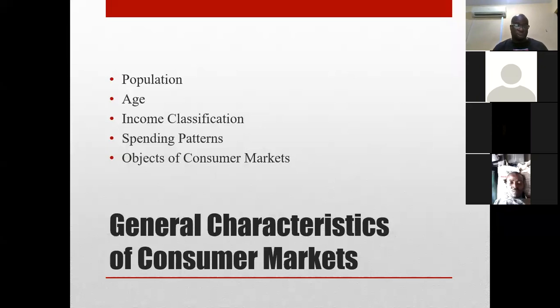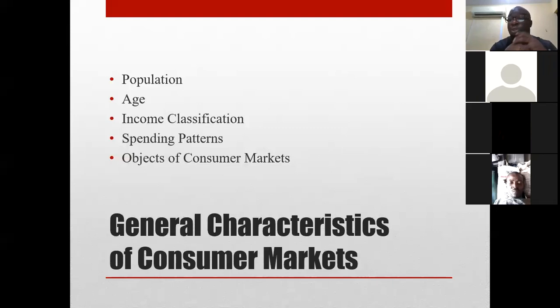So what we are looking at in this study session is the different ways that we can classify that market. The objective for classifying it is so that we can define our target markets as marketers. You understand? So we are classifying it so that we can know that, okay, this part of it is our target market. And there are various ways that we can classify it. The first thing that we can use to classify it is population.